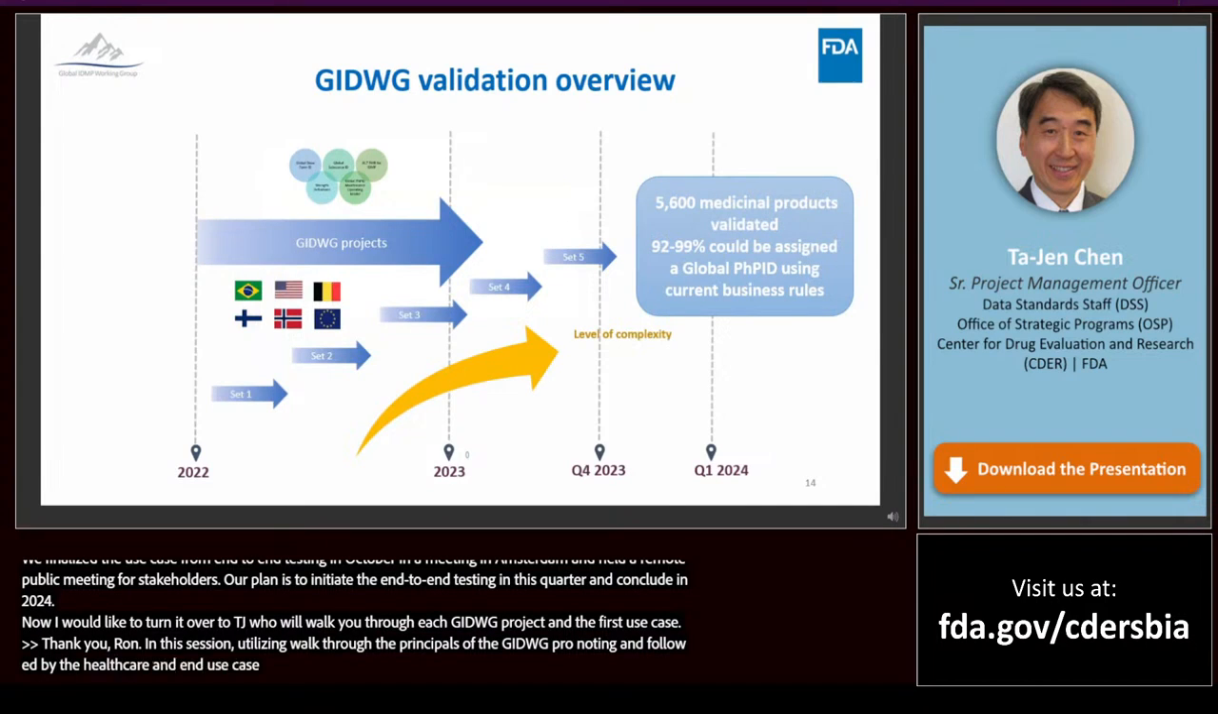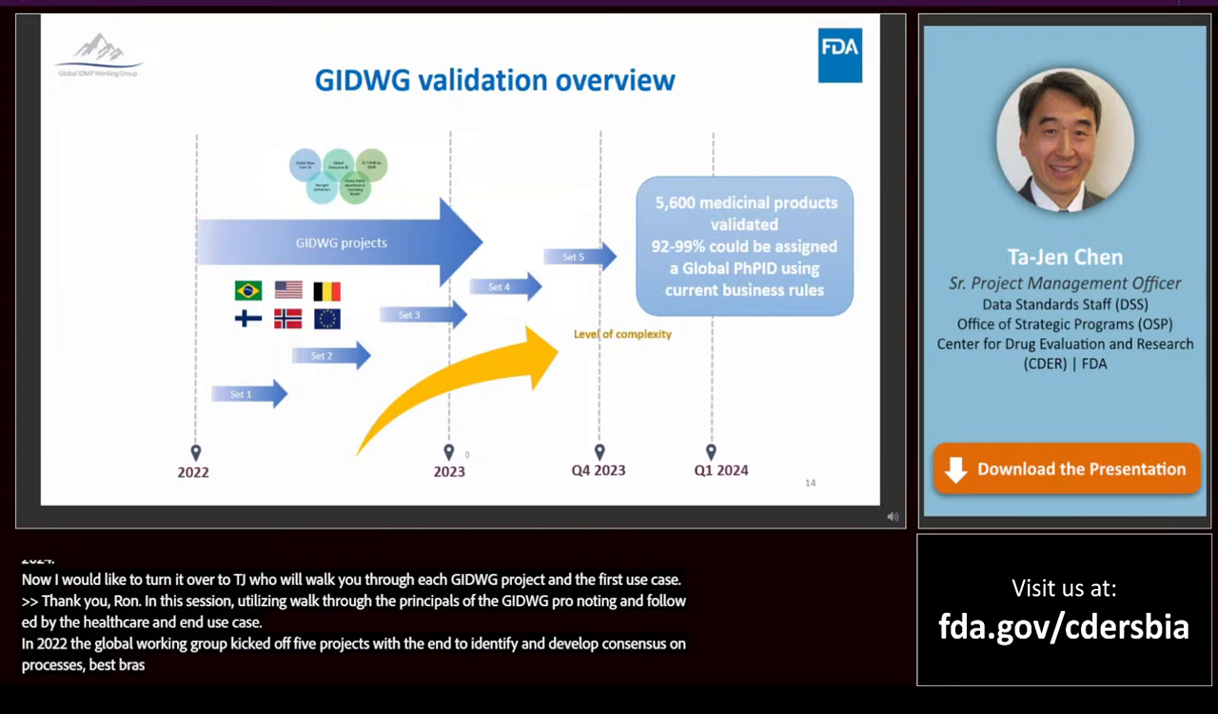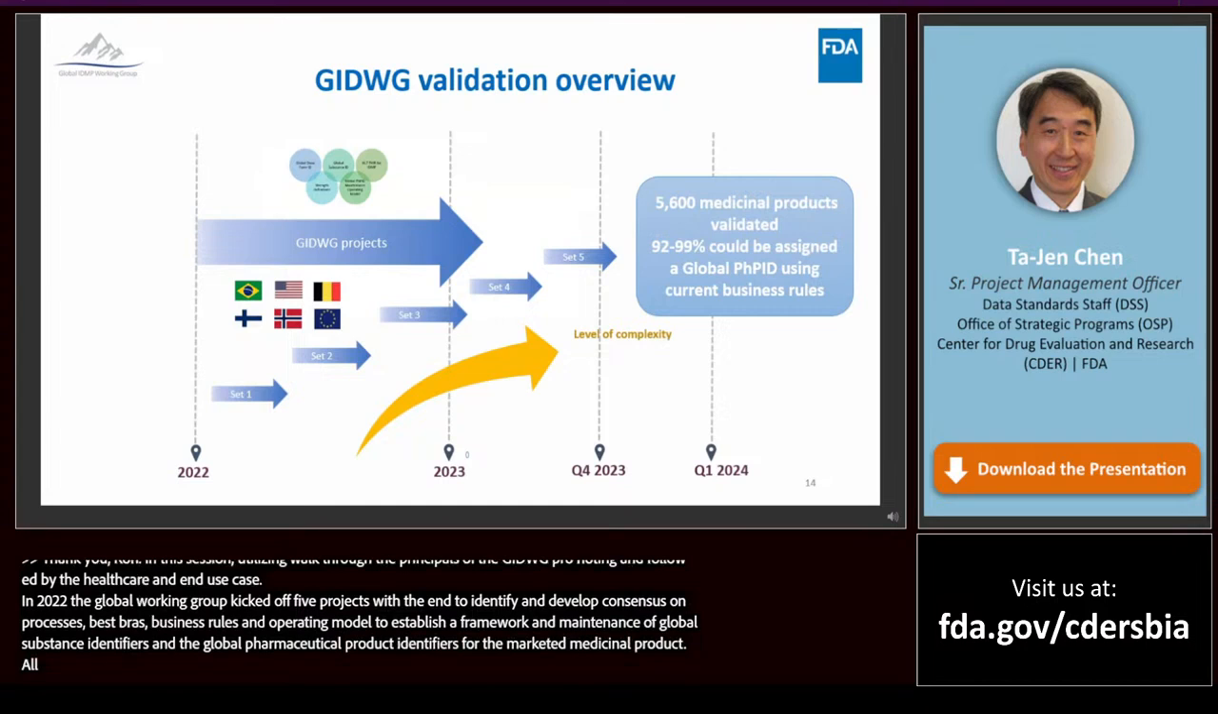In 2022, the Global IDMP Working Group kicked off 5 projects with the aim to identify and develop consensus on the processes, best practice, business rules, and an operating model to establish a framework on the maintenance of global substance identifiers and the global pharmaceutical product identifiers for the marketed medicinal product. All 5 projects work to support global pharmacovigilance, to mitigate product shortage, and to assist cross-border healthcare.